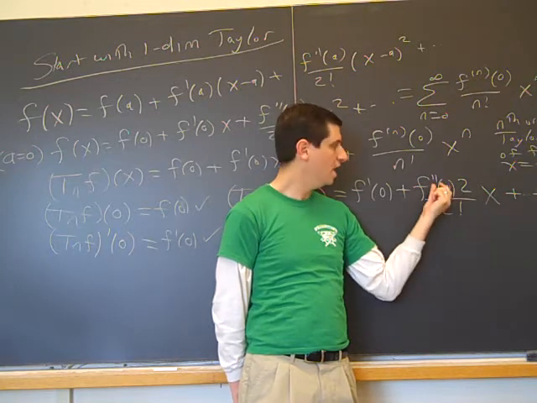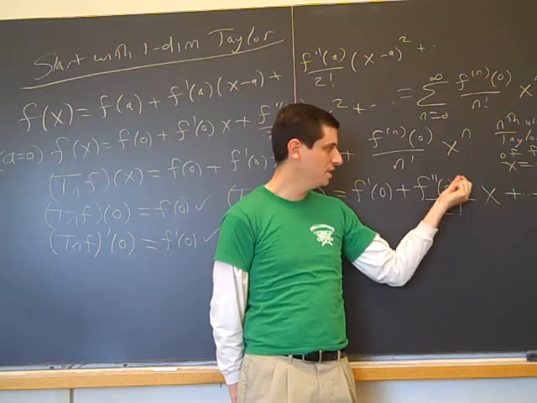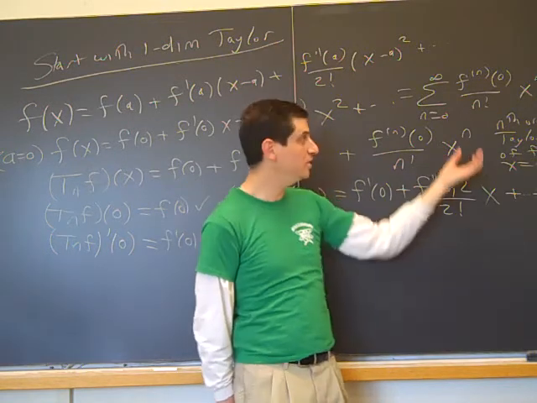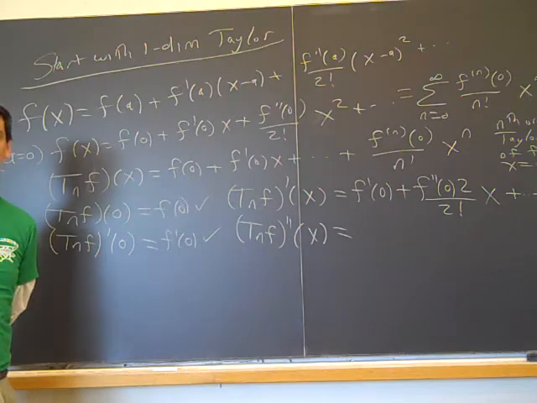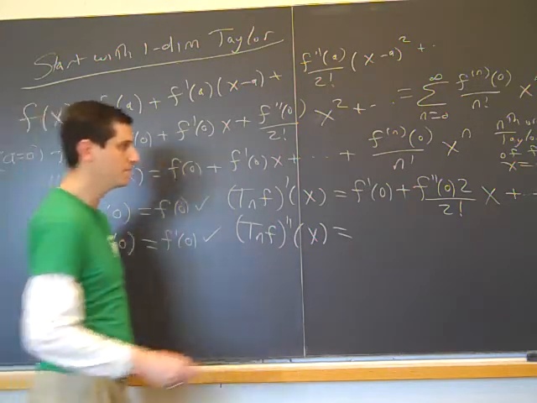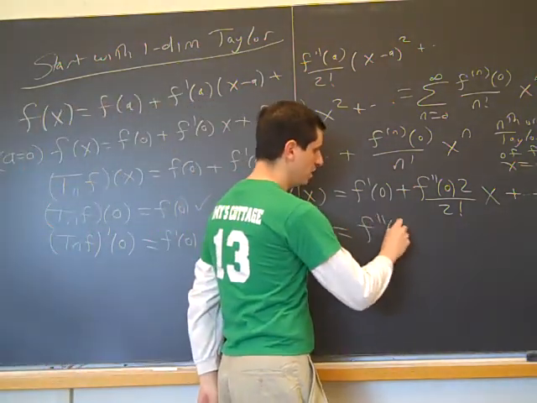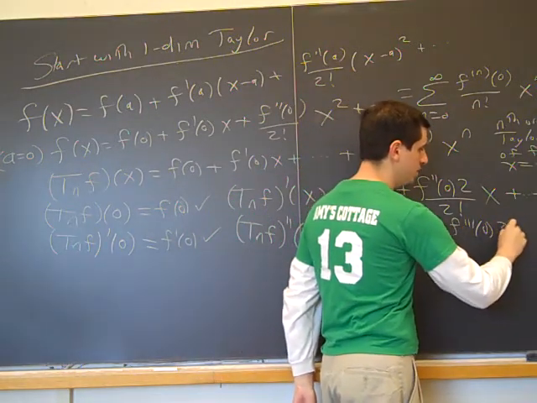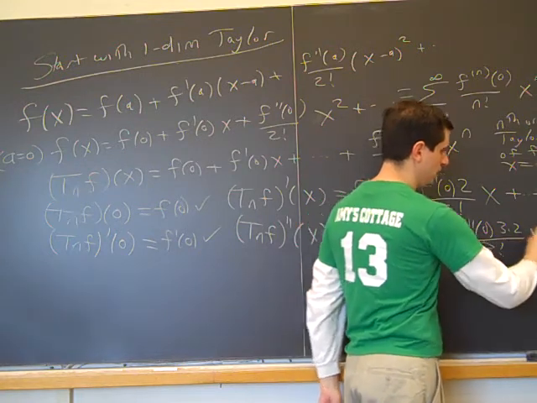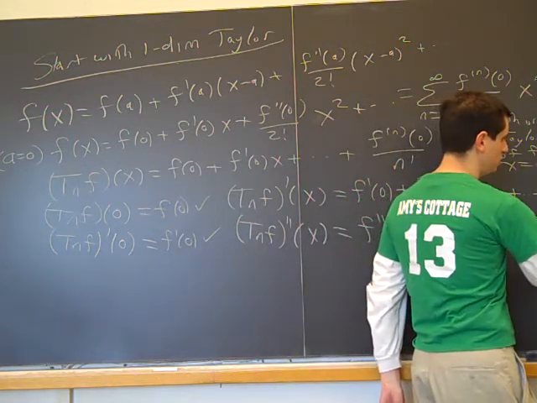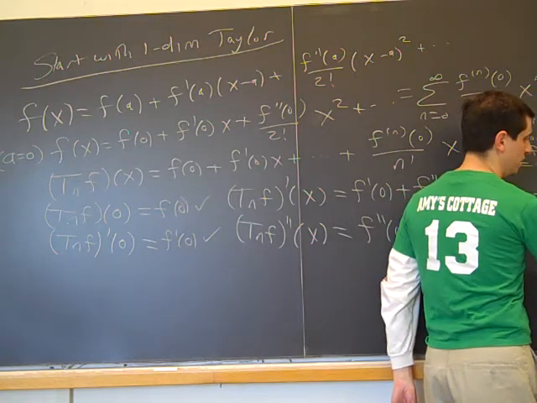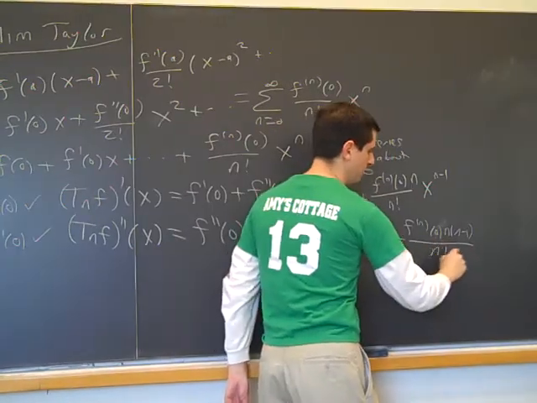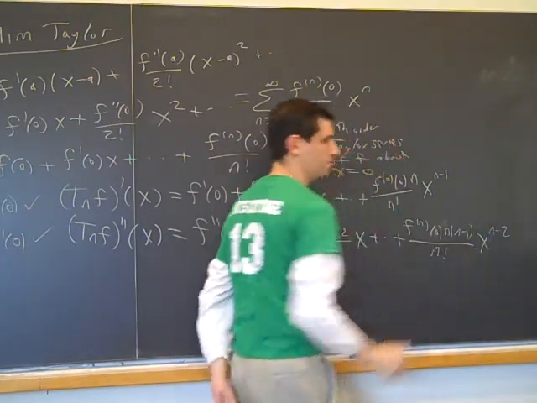Just f double prime. I get f double prime times 2 times 1 over 2 factorial. 2 times 1 is 2 factorial. Now you can begin to see why we have all these factorials down here. As we take the derivatives, they're going to perfectly cancel. So we get f double prime of 0 plus, we then have f triple prime of 0, 3 times 2 over 3 factorial x, all the way to f^(n) of 0 times n minus 1 over n factorial x to the n minus 2.